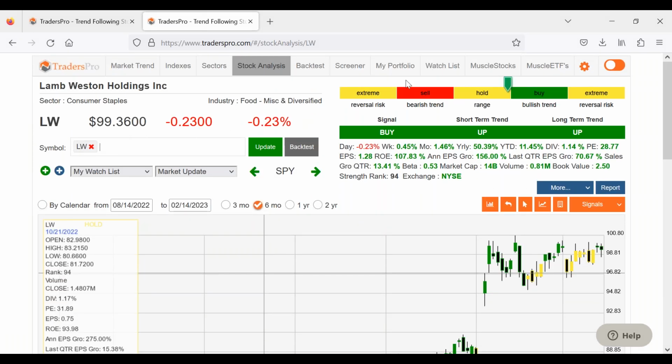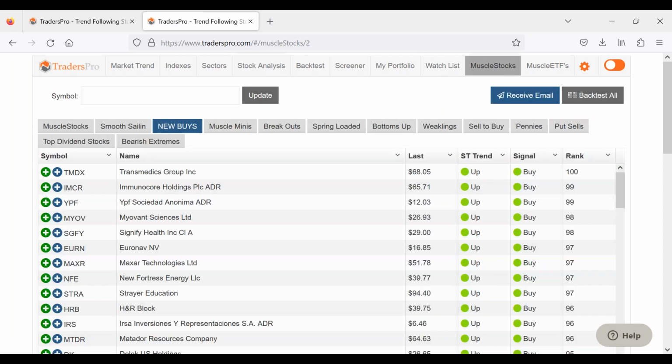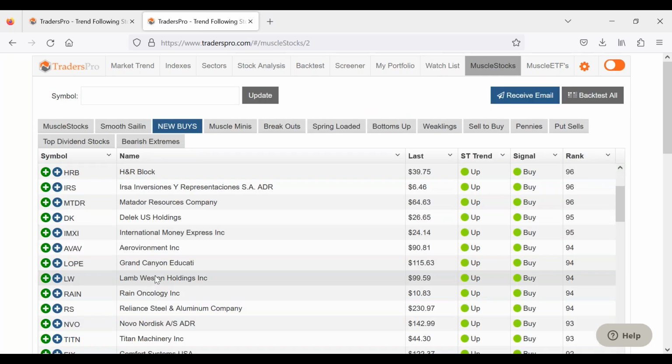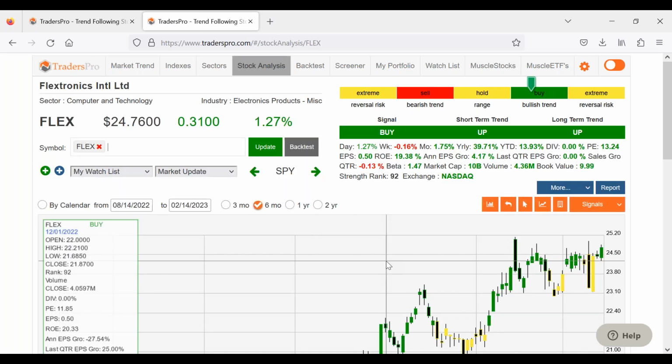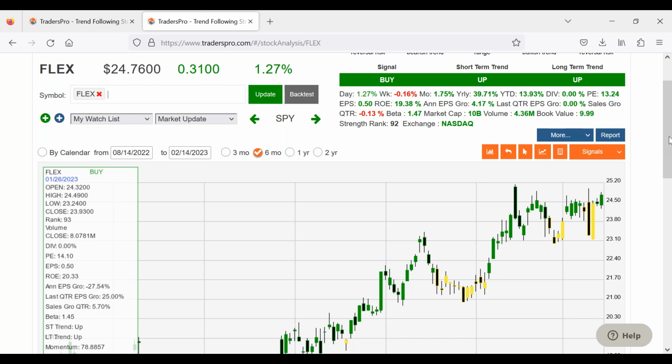All right. And lastly, there's one I pointed out. I think I pointed out in some recent classes. That's FLEX. Now this one's getting to that point where it's on the borderline of moving sideways too long. I liked it right in through here.